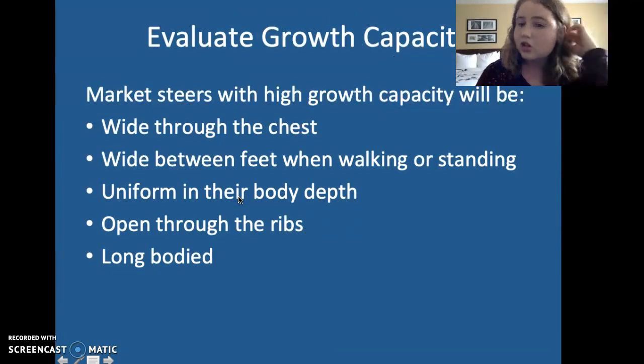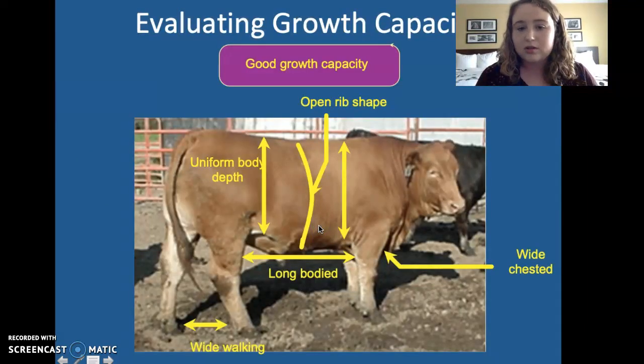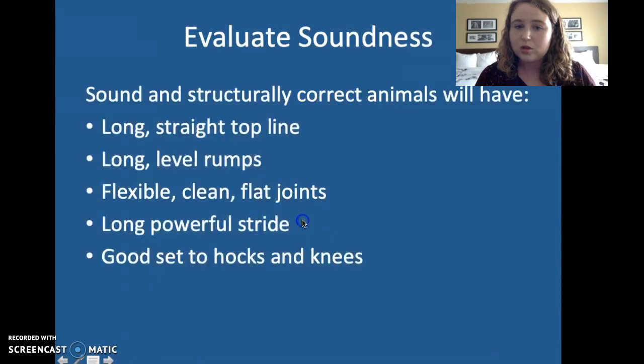Okay, growth capacity. So market steers with high growth capacity will be wide in their chest. They'll be wide between the feet when walking or standing. They'll have a uniform body depth, open through the ribs, and long bodied. All these are good things to have in a market steer. So once again, here we can kind of see visually. Here's his wide chest. Look at how deep bodied and long bodied he is. And also his stance is pretty wide.